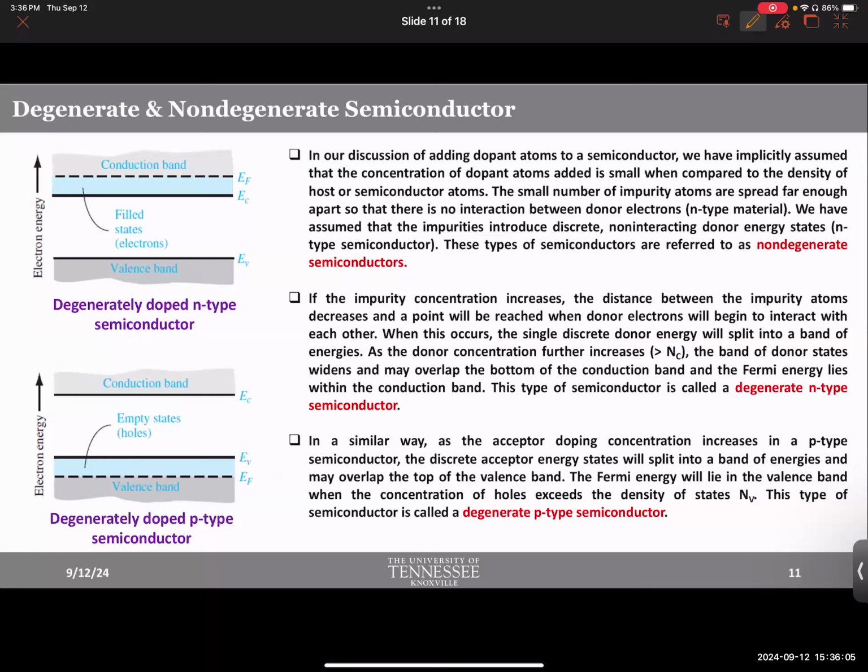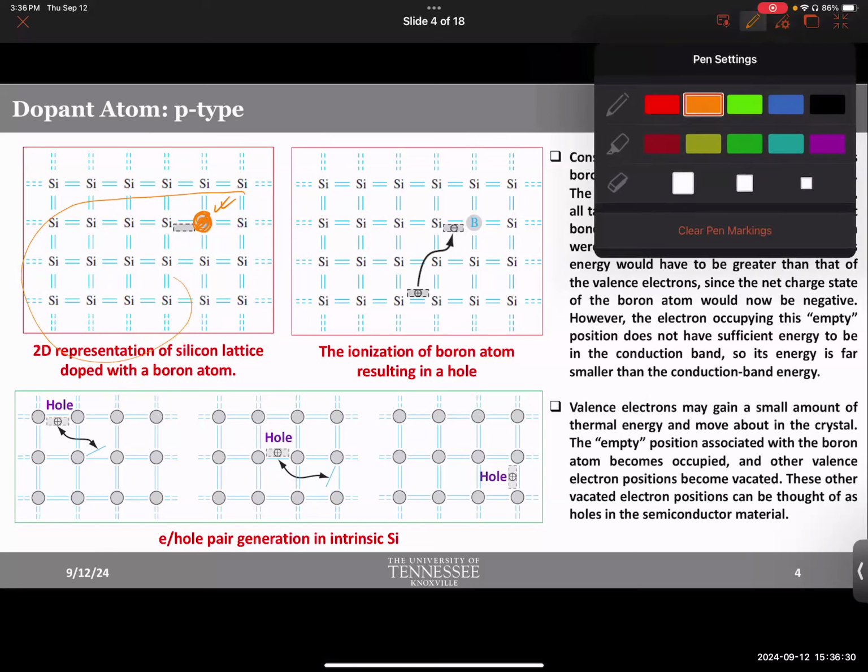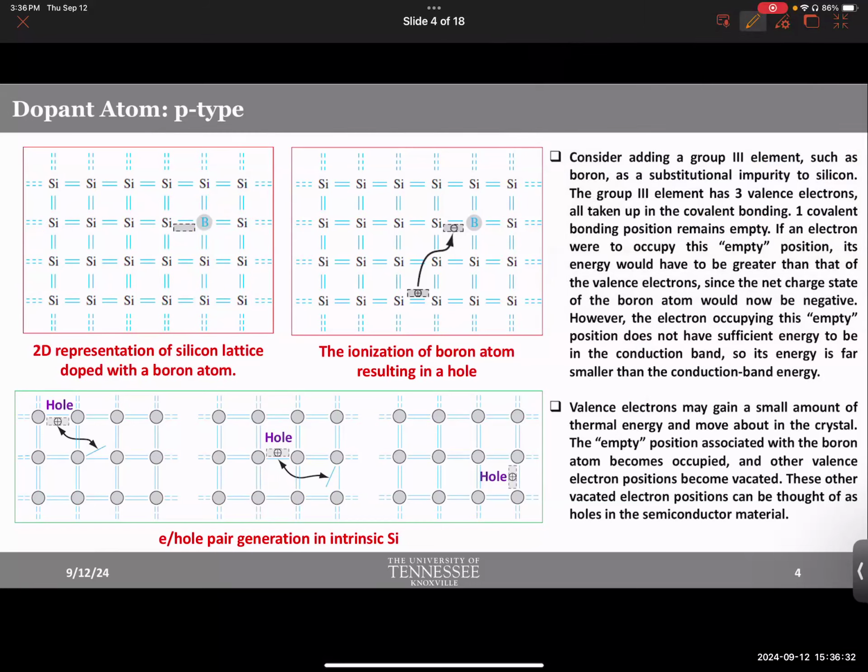So, degenerate and non-degenerate semiconductors. Let's talk about it. So far, when we talked about doping, you might remember that slide that I've used quite a lot. We just show the dopant atom to be like an outlier somewhere, just one of them, and there are many silicon atoms and just one dopant. It's as if the dopant has no other neighbors that are also dopants. But that's not true. You just don't dope with one. There are many other dopants in the system.